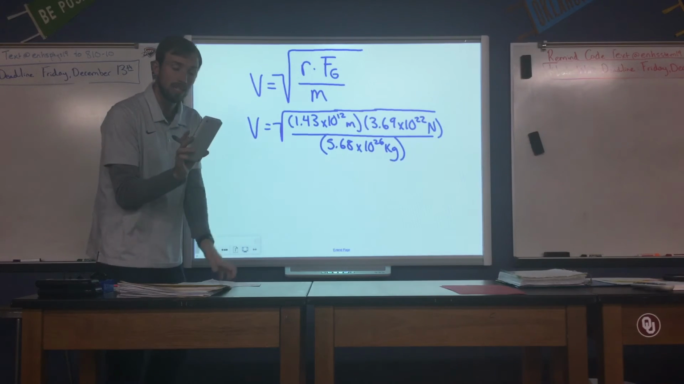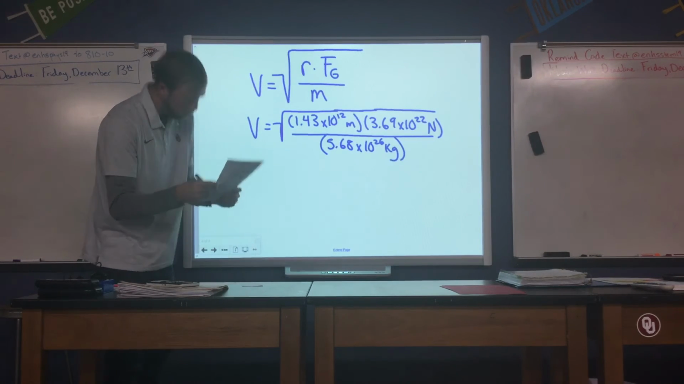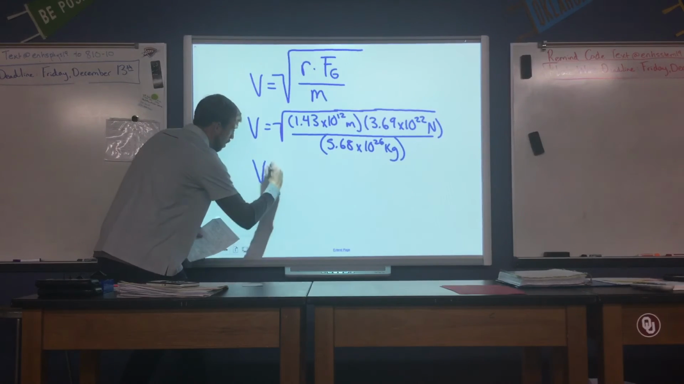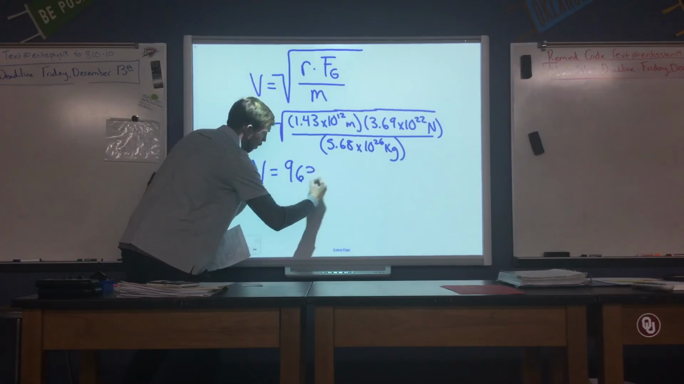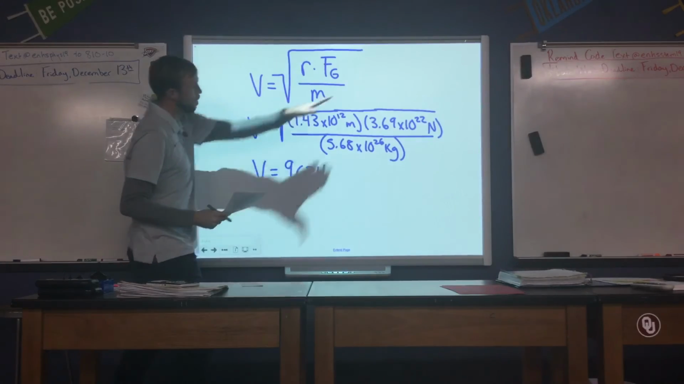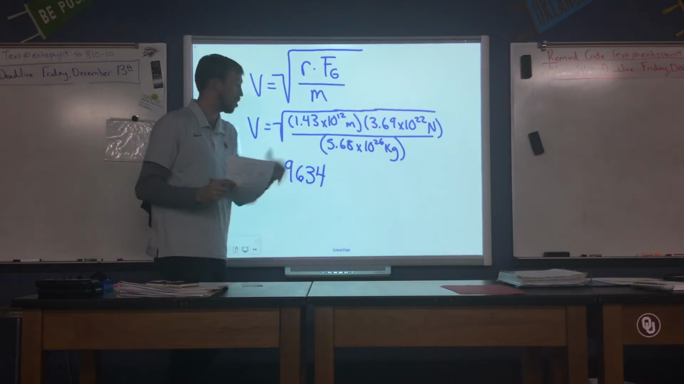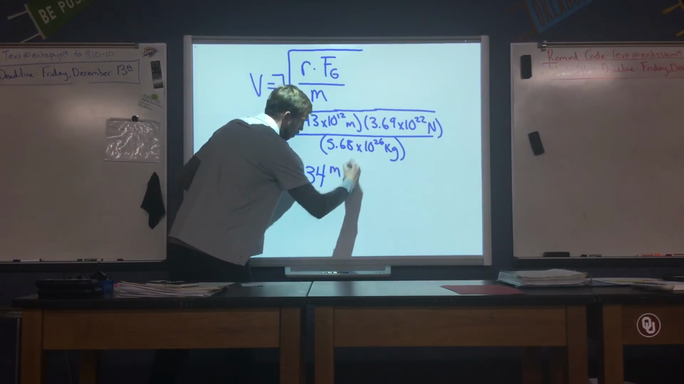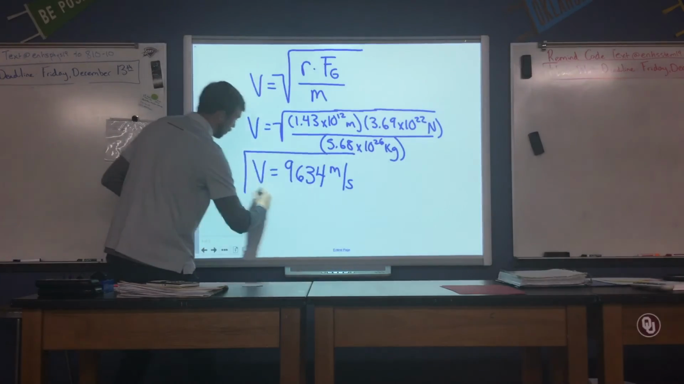We get about 9,634, which looks about what I found here. So 9,634, that is a velocity. We have units of meters, kilograms, and newtons, so our standard units. So 9,634 meters per second.